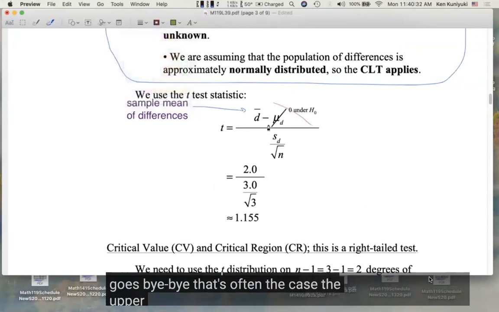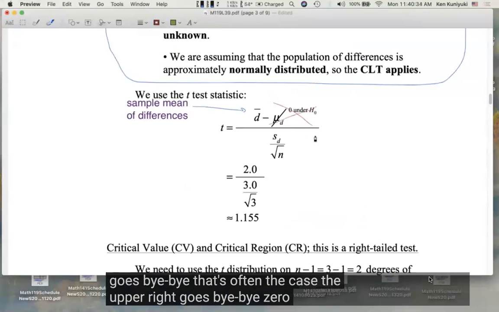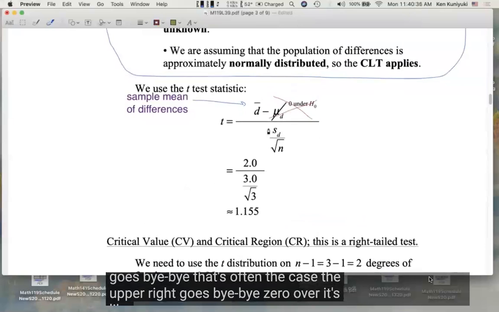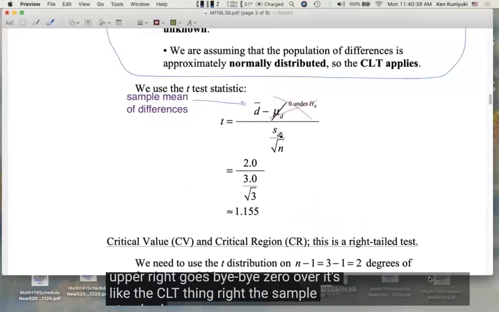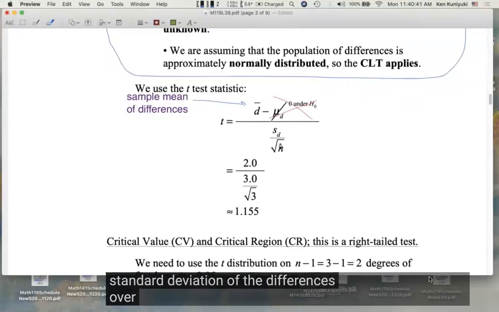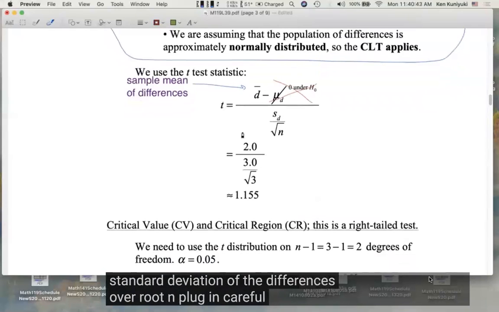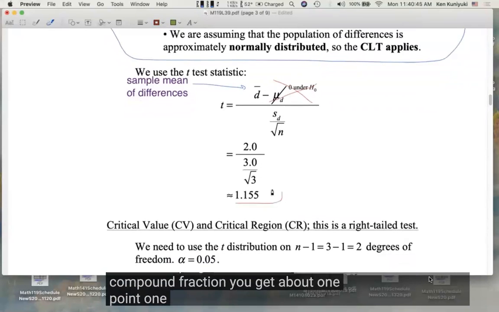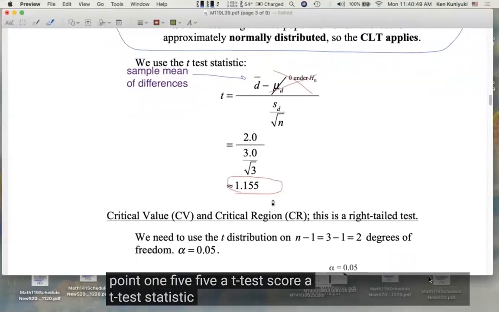That's often the case. The upper right goes bye-bye. It's 0 over, like the CLT thing, right? The sample standard deviation of the differences over root n. Plug in, careful, it's a compound fraction. You get about 1.155, a t-test score, a t-test statistic.